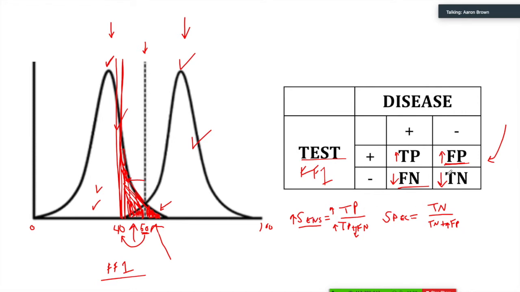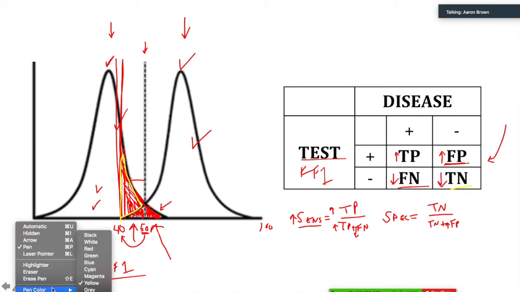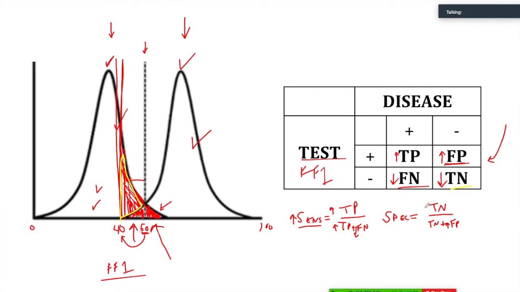So our true negatives, before we decrease this marker, we had all of these, let me change my color so you can see the area that I'm referring to. We had all of these people in here were all true negatives before, right? But now they're all gone. Those people have gone into false positive. Excellent. So the number of true negatives we have has gone down as well. Okay, so overall, what is going to happen to our specificity? It's going to drop. Very good.